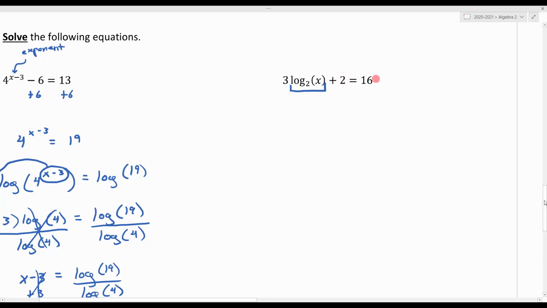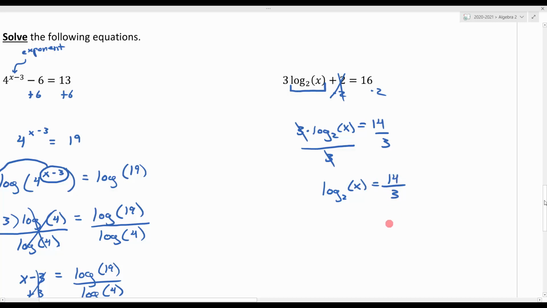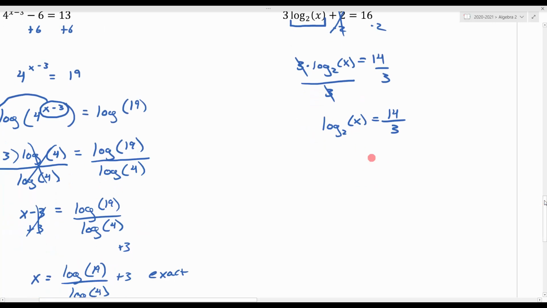So this plus 2 needs to go. So I'm going to subtract 2 on both sides. So I've got 3 times the log base 2 of x. These 2's are going to cancel, and I'm going to get 14 on the right-hand side. Okay, now I want to get rid of this 3. It's multiplying, so I'm going to have to divide. So the 3's cancel. Now we've got log base 2 of x equals 14 over 3. Don't turn this into a decimal. Just leave it alone. Leave it as a fraction. All right? Fractions are okay. They are your friends.